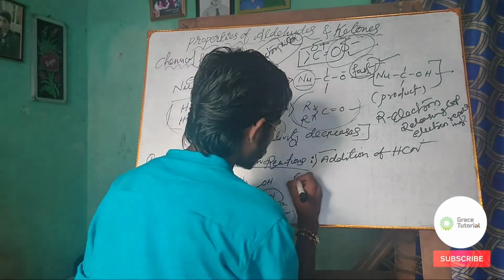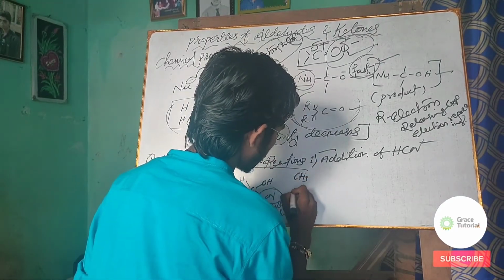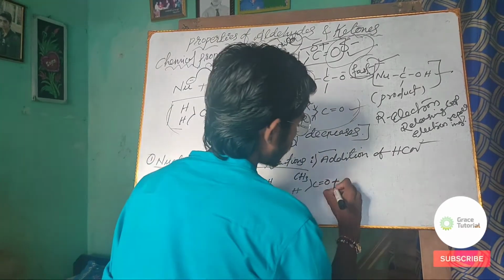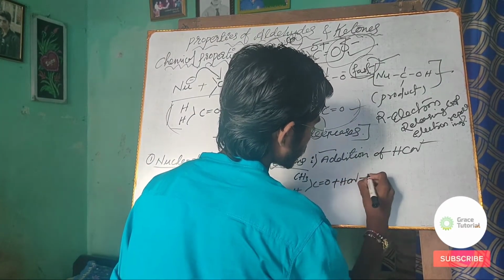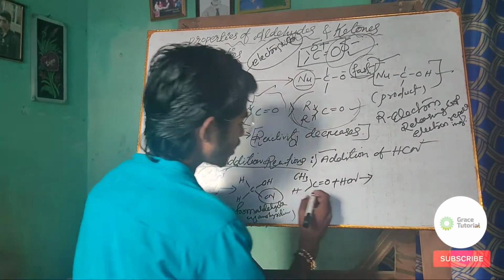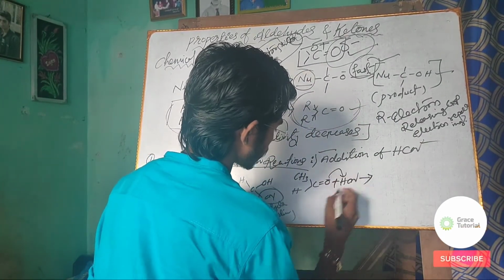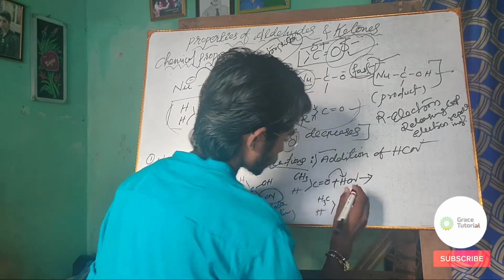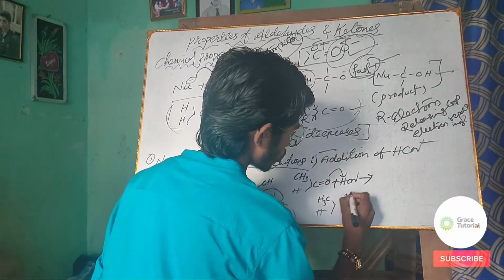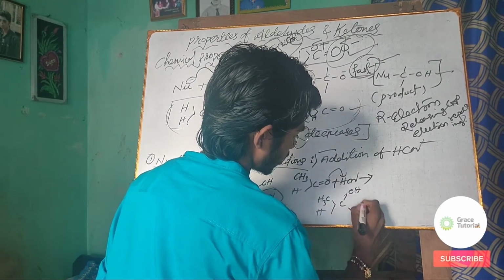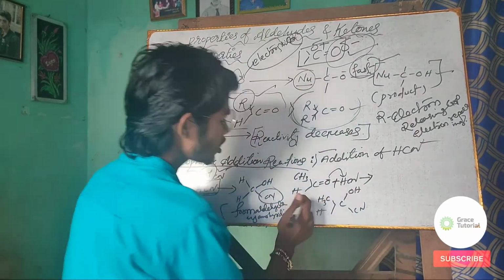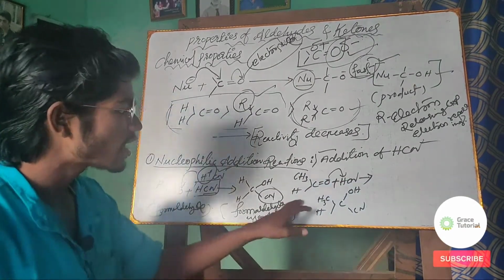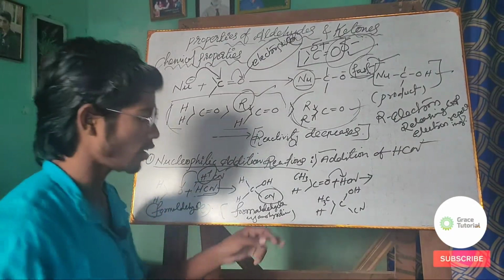Similarly, if you take CH3CHO, this is acetaldehyde. If acetaldehyde is attacked, similarly the OH will be attached here, that means CH3CH, now OH, and here it is CN. Since we have taken acetaldehyde, when hydrogen cyanide reacts with acetaldehyde, it gives acetaldehyde cyanohydrin.